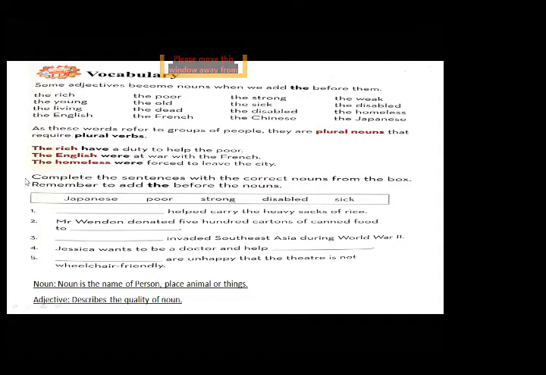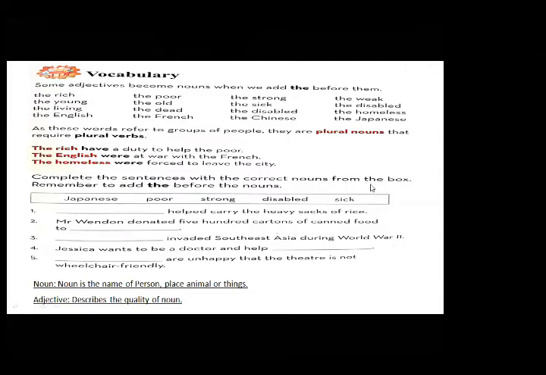Okay, students. The homeless were forced to leave the city. Homeless is the plural noun. There are so many persons who are homeless. Were is the plural verb. So here these are the plural verbs which require plural nouns. Plural nouns require plural verbs and singular nouns require singular verbs. Understand? Now, here is the exercise of the vocabulary.